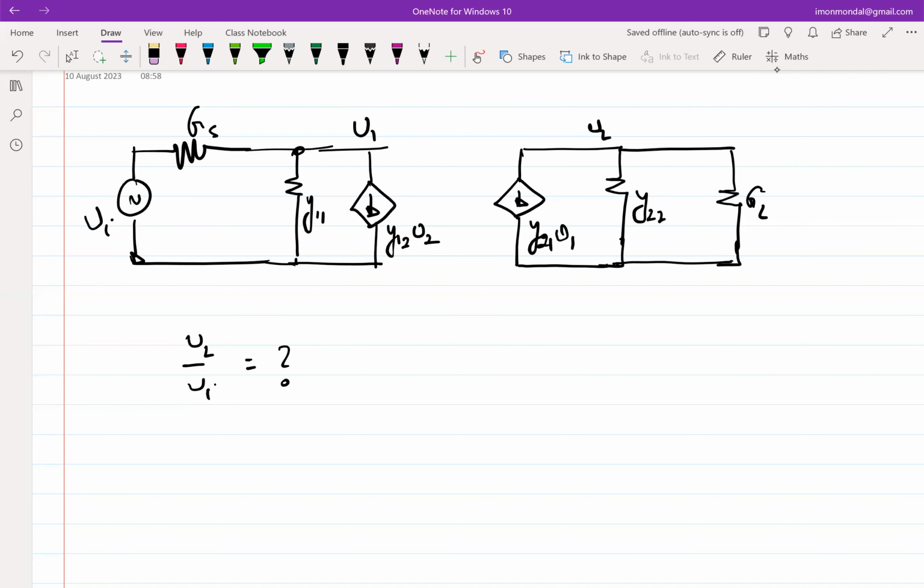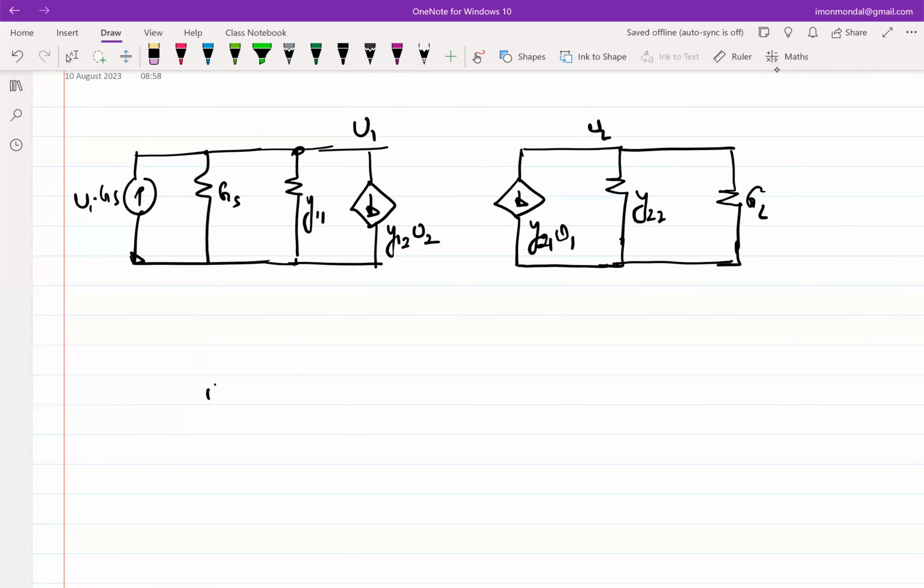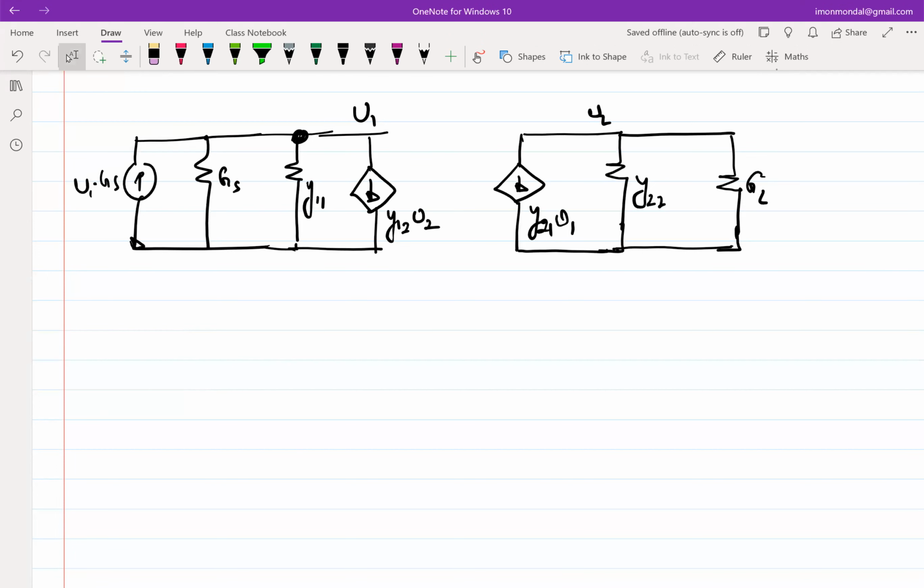The way I prefer to do it is reduce the number of nodes, because the more nodes, the more equations. So input wise, you can basically Theveninize or Nortonize. So the input can become Vi GS, and this becomes GS. So that GS and Y11 become parallel. At the input side, you essentially have one node, and output side, you have one node. You can basically have a system of two equations and write it out. So we can do it quickly here in this case.